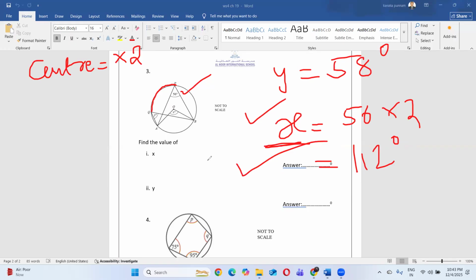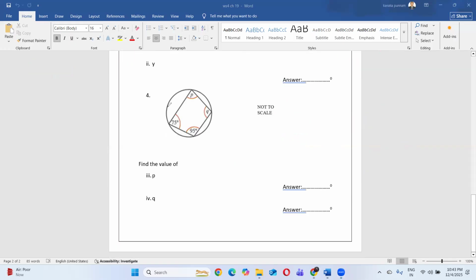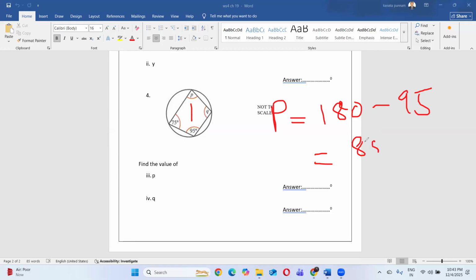Next one. And you can clearly see all the 4 corners are touching the circle. So this must be a cyclic quadrilateral. What is the rule that you apply? Opposite angles in a cyclic quadrilateral add up to 180. So 180 minus 95. How much? 180 minus 95 will give you 85 degrees.